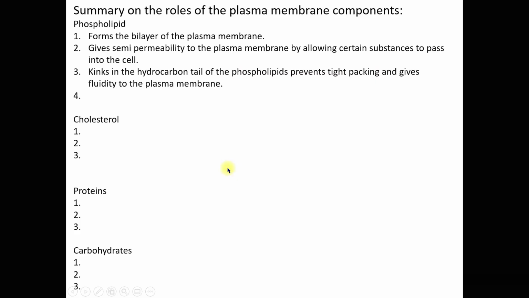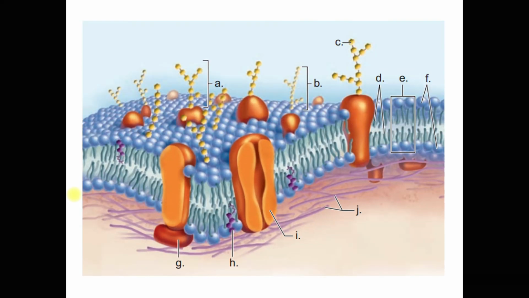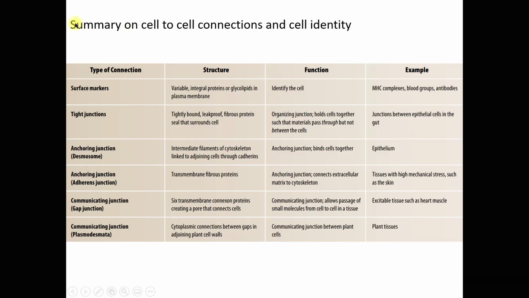Okay, so summary on the roles of the plasma membrane components. Phospholipid apa dia? Apa dia punya roles? Cholesterol apa roles dia? Protein apa roles dia? Carbohydrate apa roles dia? So, class, you do this on your own. Alright, please write down the summary on the roles of the plasma membrane components. Okay, and then you need to label this diagram as well. Betul kan? Okay, so I'm not going to disclose the answers here. Betul. Okay, and then summary on cell to cell connections and cell identity.